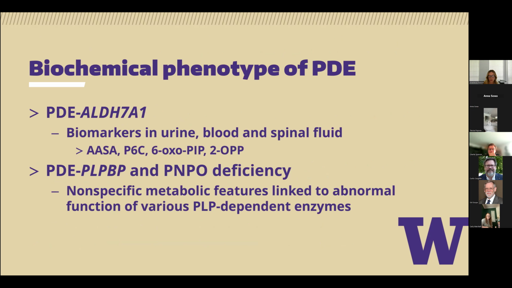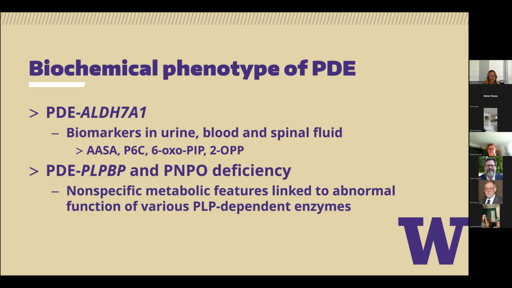So what about the biochemical phenotype of PDE? Well, as far as PDE ALDH7A1 is concerned, which, as I mentioned before, is the best understood of these three conditions, we now know that there are some reasonably specific biomarkers that can be detected in urine, blood, or spinal fluid. And again, what I mean by a biomarker is a chemical that can be detected through laboratory techniques, which is generally not present in an otherwise normal, healthy individual. But when it is present, it is highly suggestive that a patient has PDE ALDH7A1. And the four biomarkers in question are AASA, P6C, 6-oxo-PIP, and something known as 2-OPP.